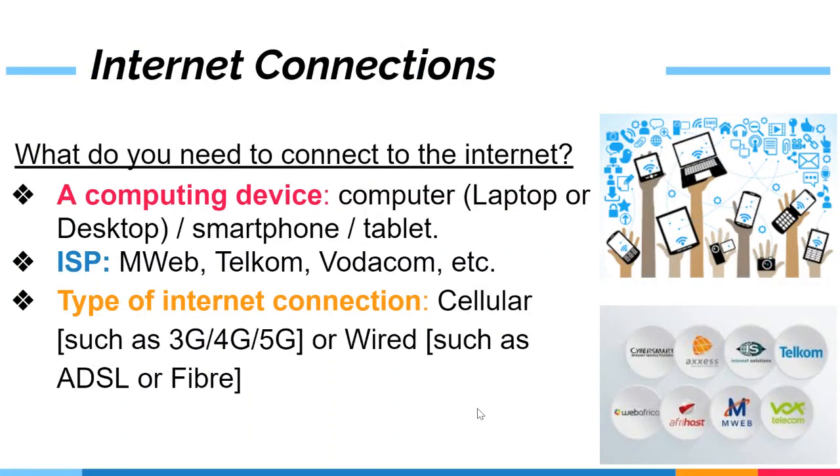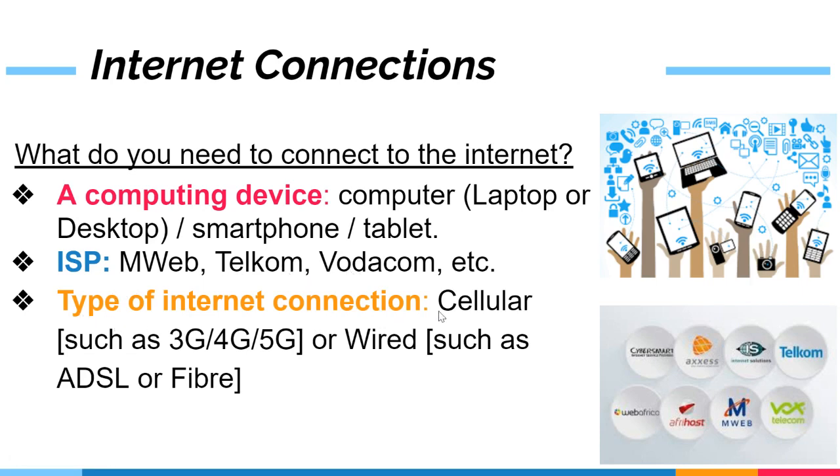Internet connections. Well, in order to connect your device to the internet, what are you going to be needing? You need a computing device, whether it's a computer or a smartphone or a tablet. Could be a gaming console, smart TV. You need an ISP. So how are you getting internet at your house? You need to have some kind of ISP that you've entered into an agreement with. It could be someone like MWeb, Telkom, where you've got a fiber line installed. Could be Telkom or Vodacom, where you're buying data.